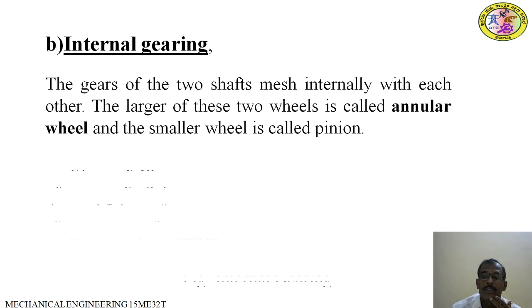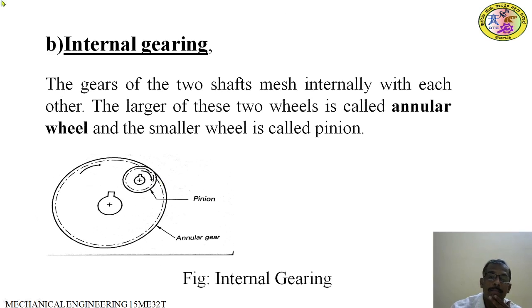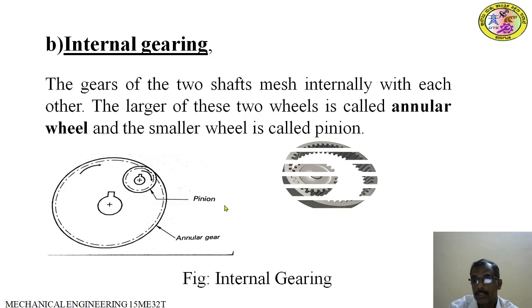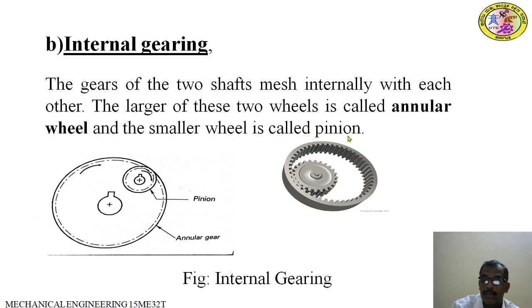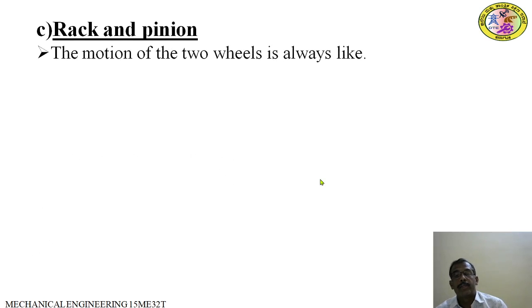Now internal gearing, you see here, internal gearing is there. The gears of the two shafts mesh internally with each other. The larger of these two wheels is called the annular wheel. The outer wheel is known as the annular wheel and the smaller wheel is called a pinion. This is the annular wheel and this is the pinion.